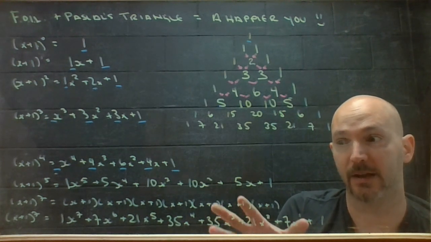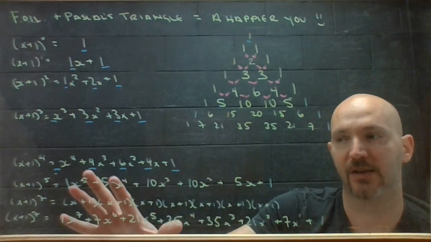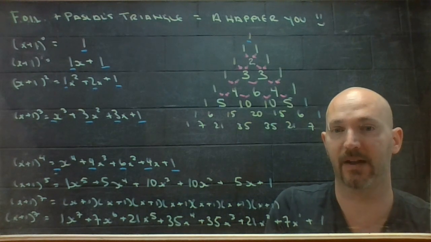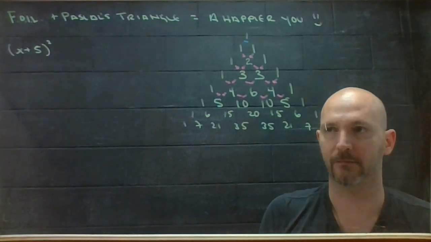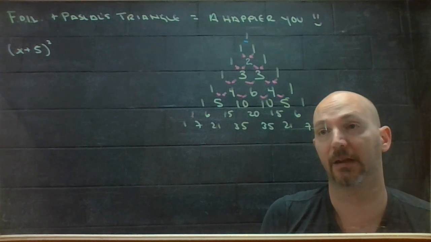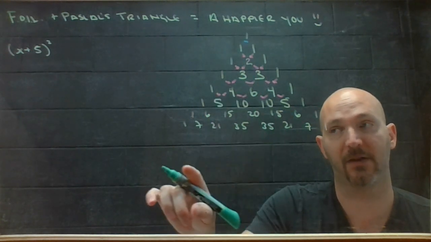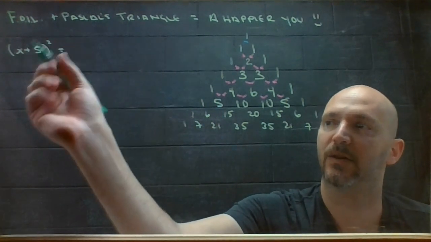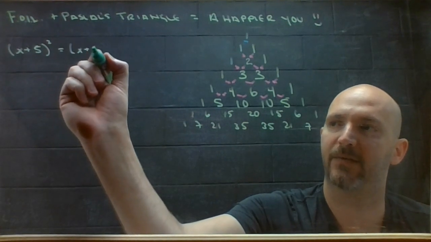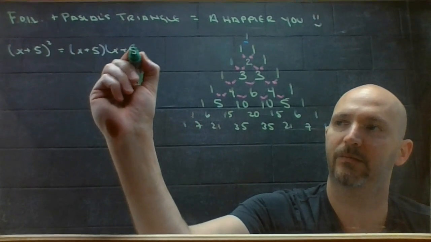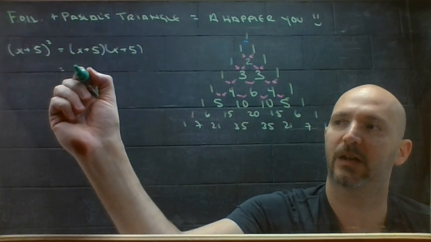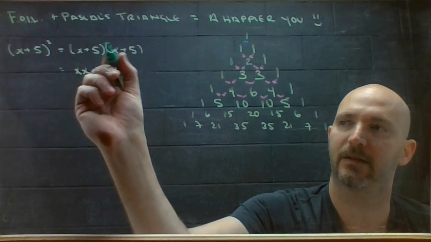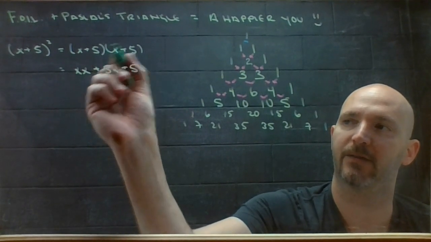So how do you handle this if it's not a 1? Because that's sort of sticky here. So I'm going to clear this off and we'll give that a try. I'm going to try and expand that, and I'm going to try and use Pascal's triangle to sort of figure out how to shortcut it. So x plus 5 is x plus 5 multiplied by itself, which gives you x with an x, a 5 with an x, a 5 with an x, and a 5 with a 5.